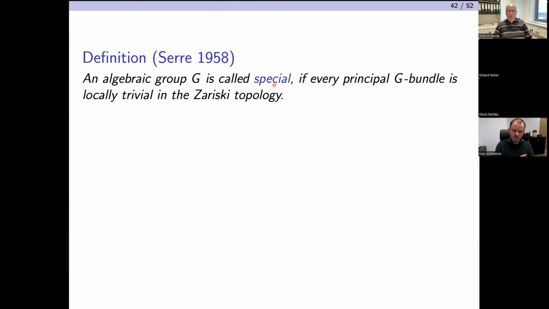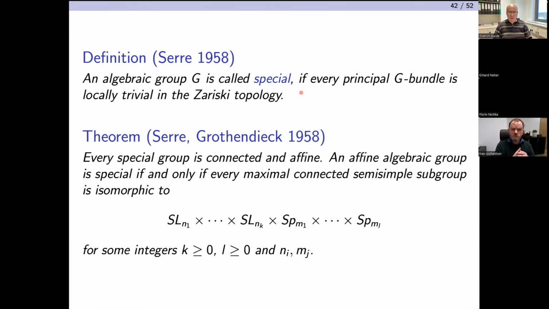And let me continue to, after we had some results, some other people asked us, oh, well, are you aware of this result and this result? So let me introduce, and this is a very technical thing, but I need to know what special means. A special group means that every maximal connected semisimple subgroup is isomorphic to a product of SL_n's and Sp_m's. And why has this to do with our problem?